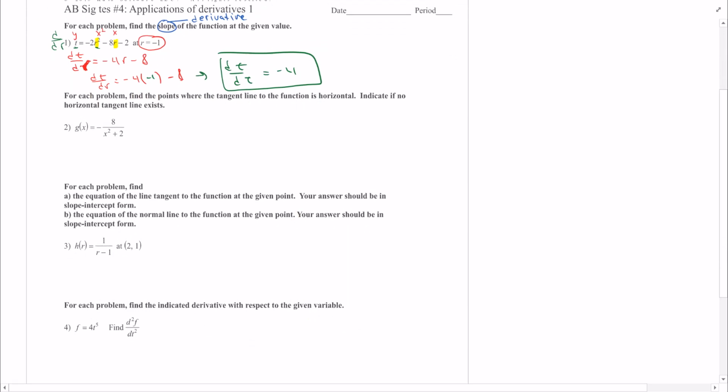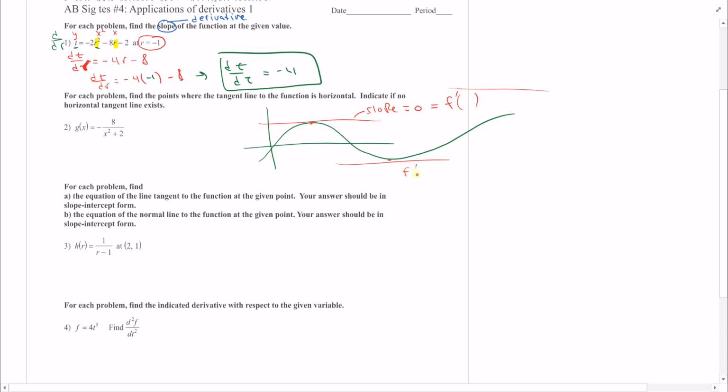Next one is find the points where the tangent line to the function is horizontal. So we're thinking, if I have some function like this, horizontal lines are straight across, right? So that would be here and maybe there. What we know about horizontal tangent lines is that the slope is 0, which means the derivative at that point is going to be 0 as well, right? And same for down here, the slope is going to be 0.